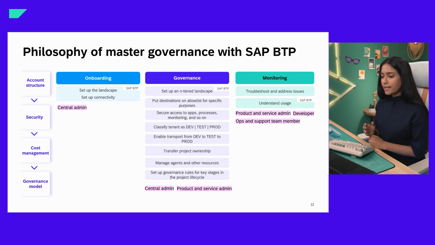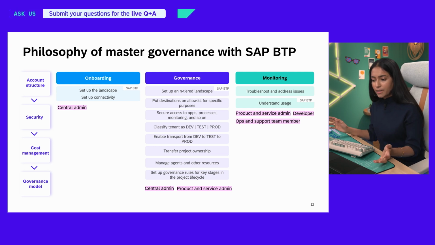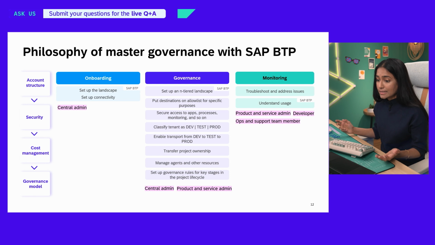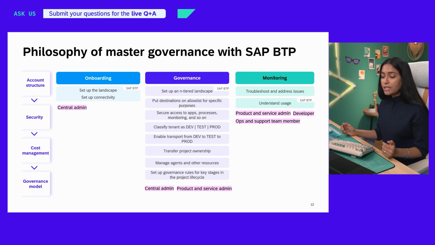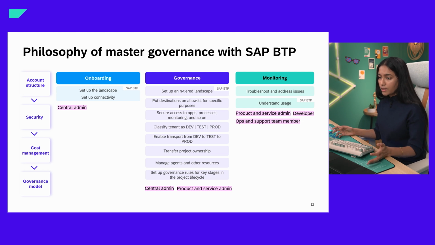And once that onboarding is done, we come into the area wherein we now have to kickstart the project. So it starts with the life cycle, and the first step of the life cycle is setting up an entire landscape. Then we would need to put destinations into it, which are allow-listed for specific purposes. Then we also need to secure the access to apps, processes, and so on.